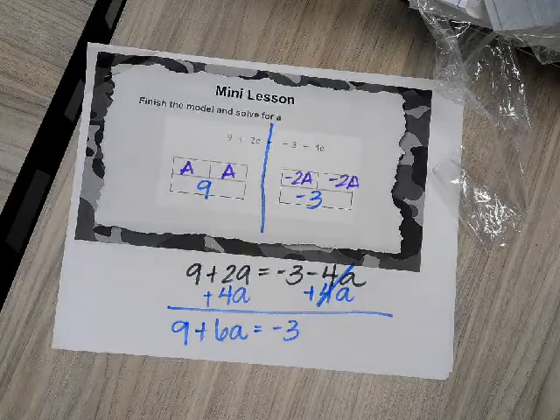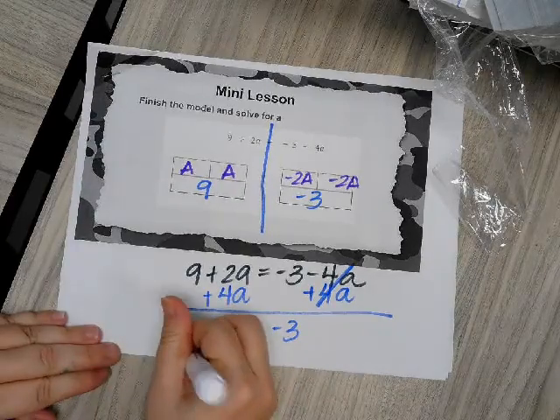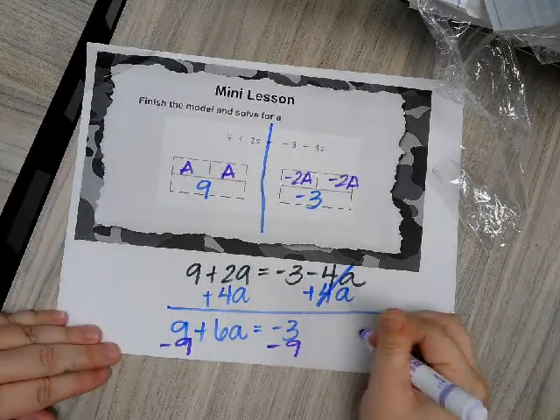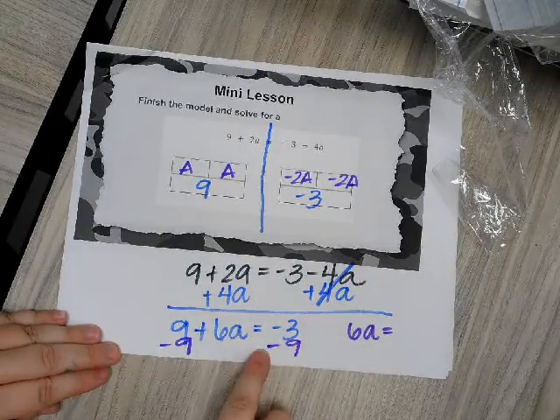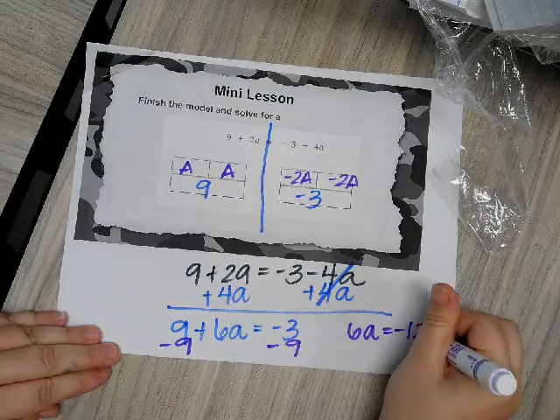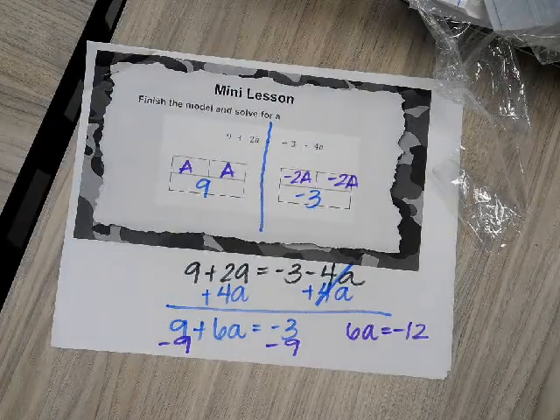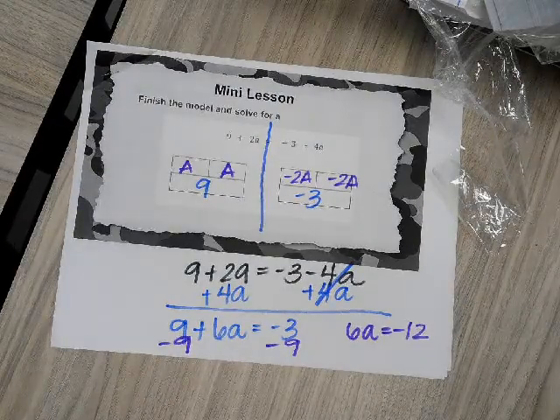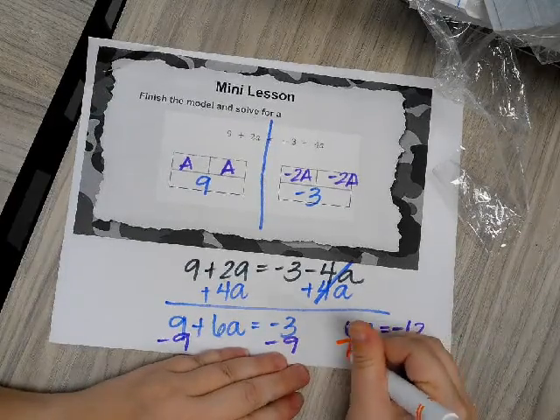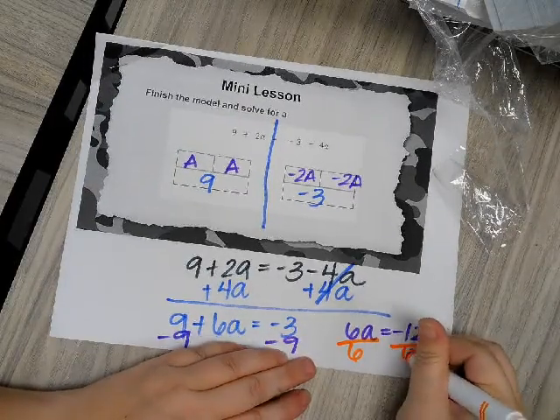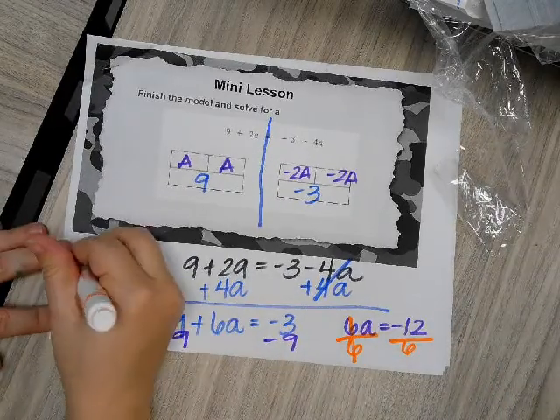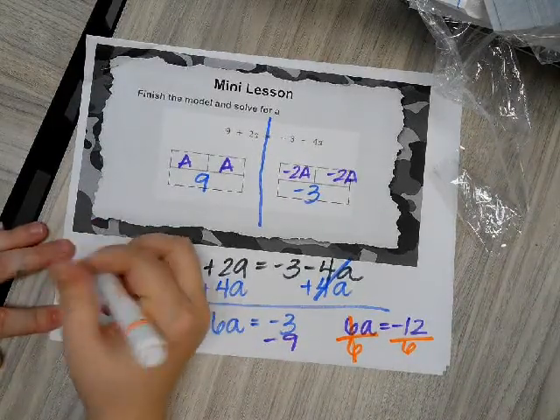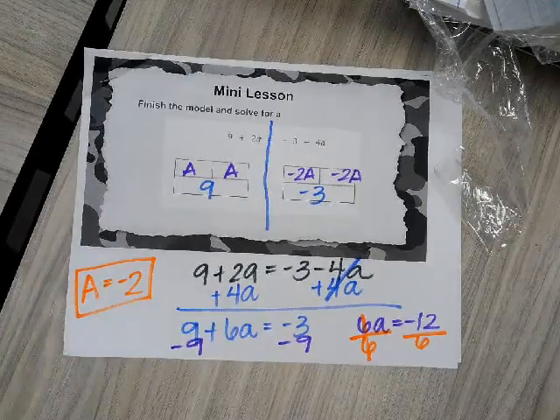Now I'm going to move my constants to one side. So this is minus 9, minus 9. So we get 6A equals negative 3 minus 9, which is negative 12. Now I'm going to isolate my variable and divide by 6 because the inverse of multiplication is division. So A equals negative 2.